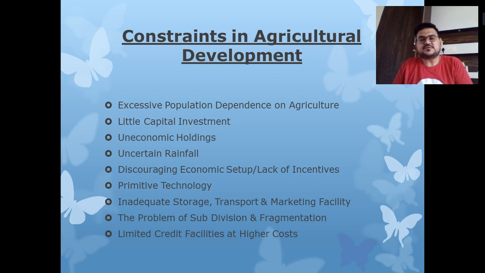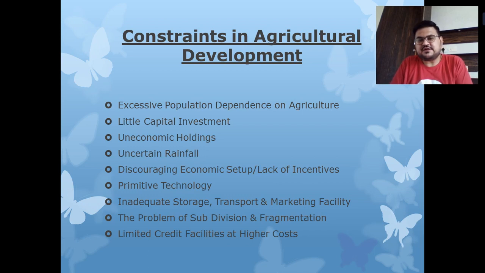Inadequate storage, transport, and marketing facility. So we don't know where to store. A lot of our produce, a lot of our products from the farm get destroyed because of lack of availability of storage. We don't know where to keep it. We do not have transport or marketing facility. So we have produced something very innovative, but we do not know how to market this particular thing.